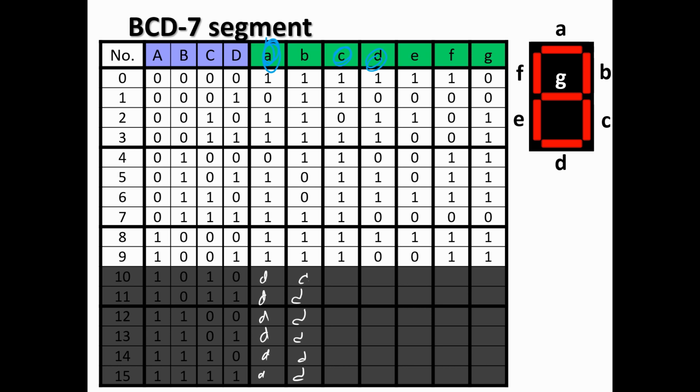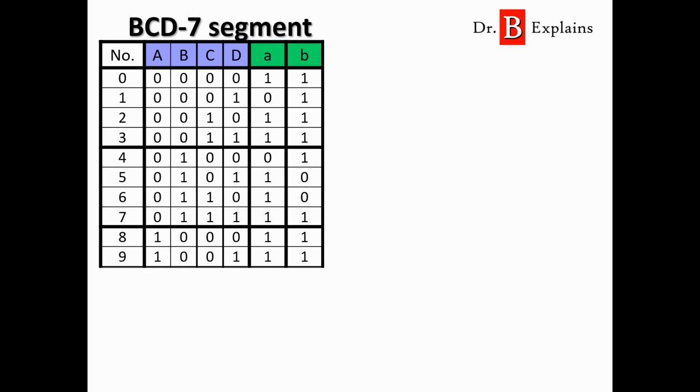We're going to do the K-maps for maybe a couple of them. If we're trying to do the K-map for the A output, we have 4 inputs, so we have a 4 by 4 K-map. So we have A, and we have it like that.